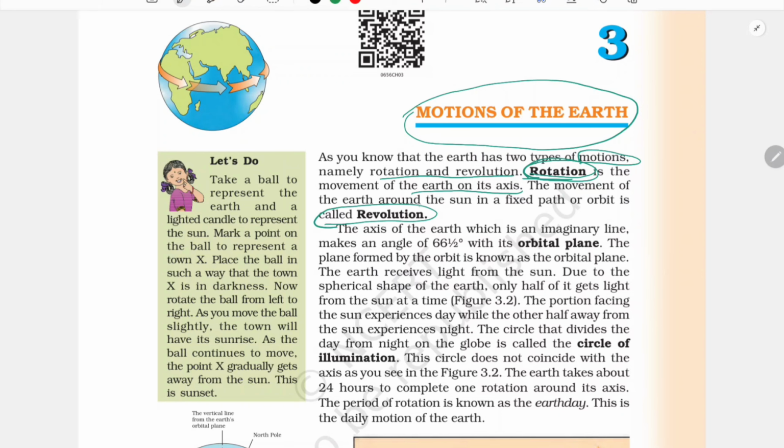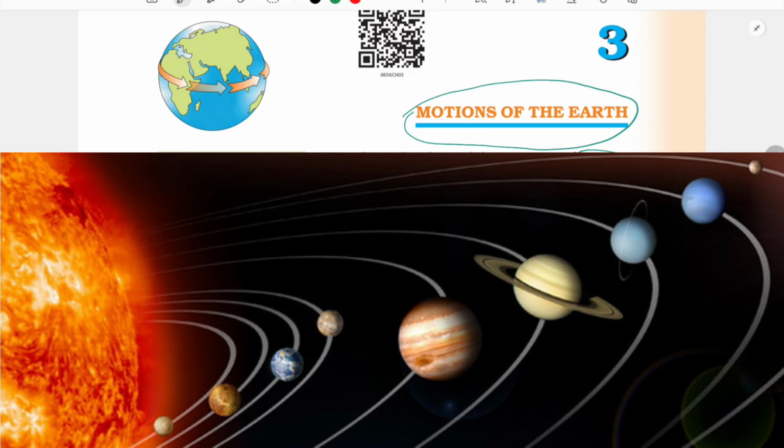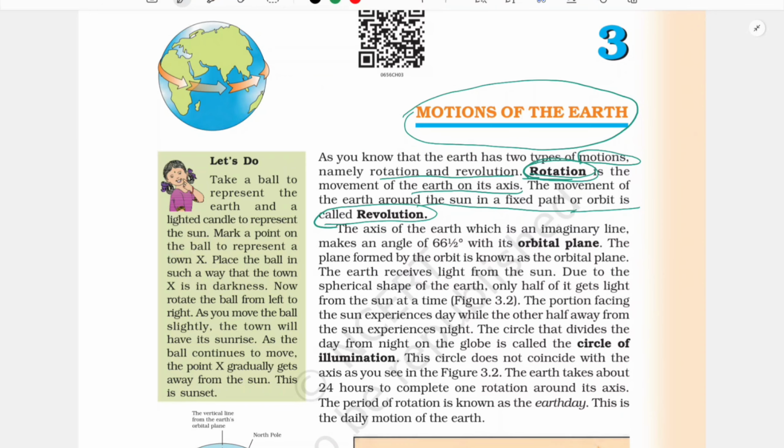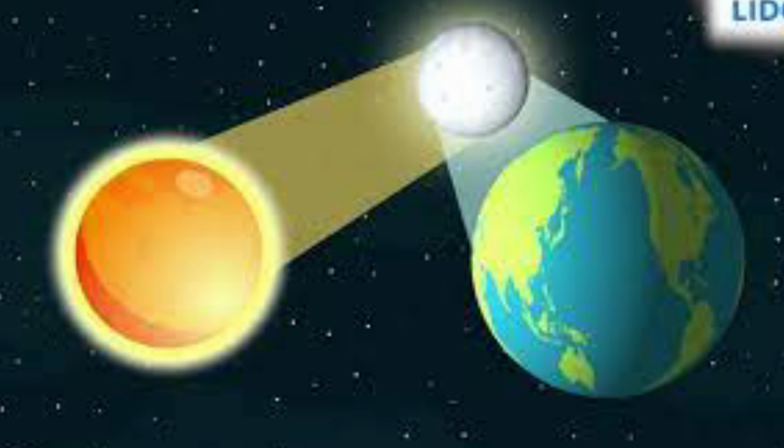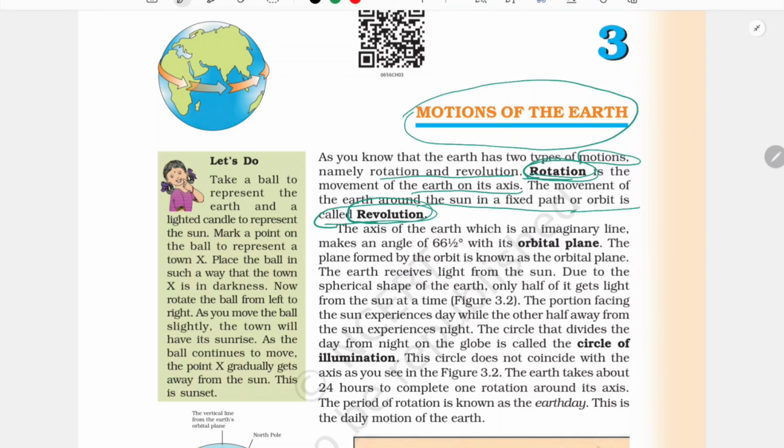And revolution is the movement of the earth around the sun in a fixed path or orbit. As I have told you, all our planets revolve around the sun and have a fixed path, known as the orbit. Earth also moves around the sun, and that movement in that fixed path is known as revolution. In this chapter we will understand in detail these two motions of the earth, rotation and revolution.